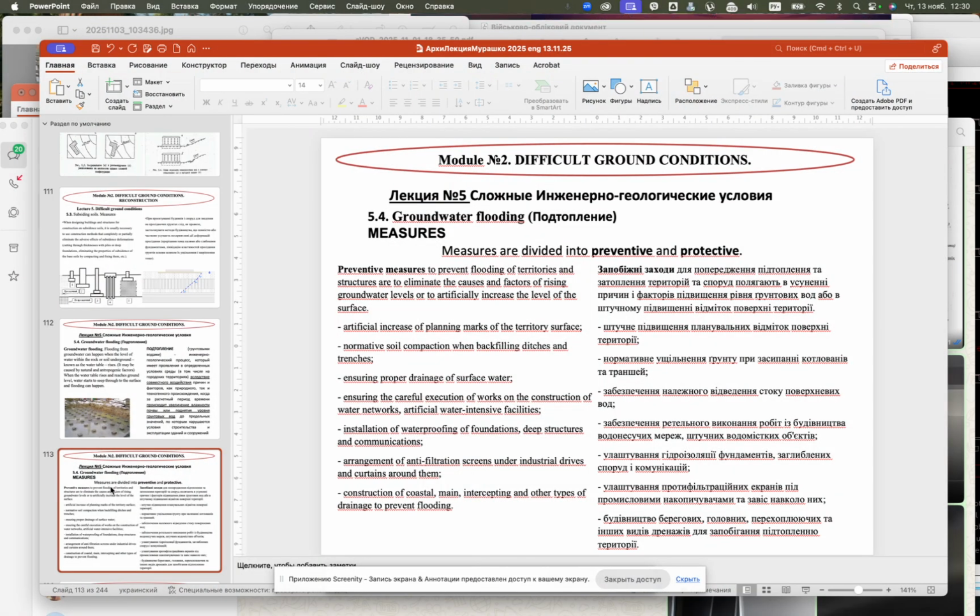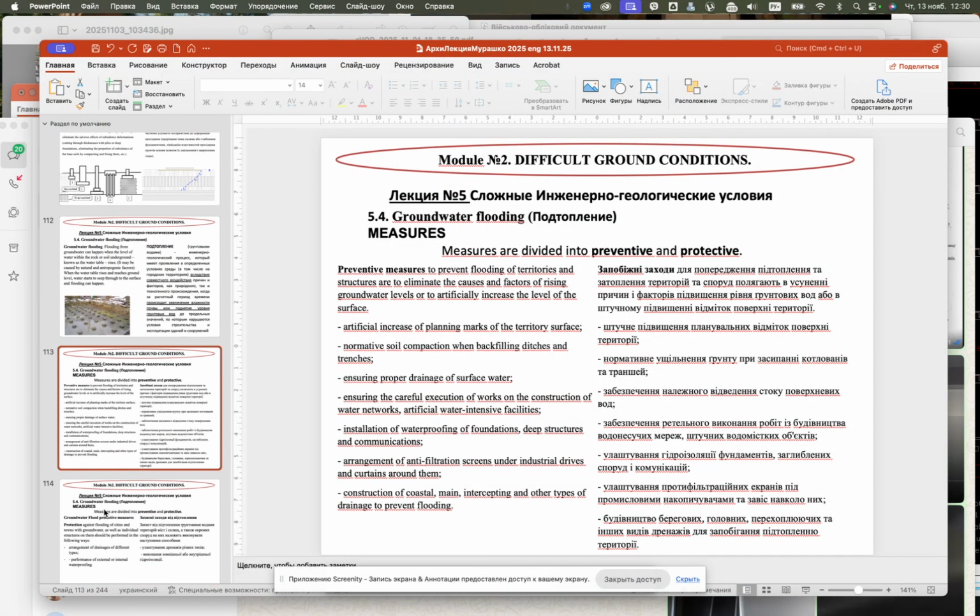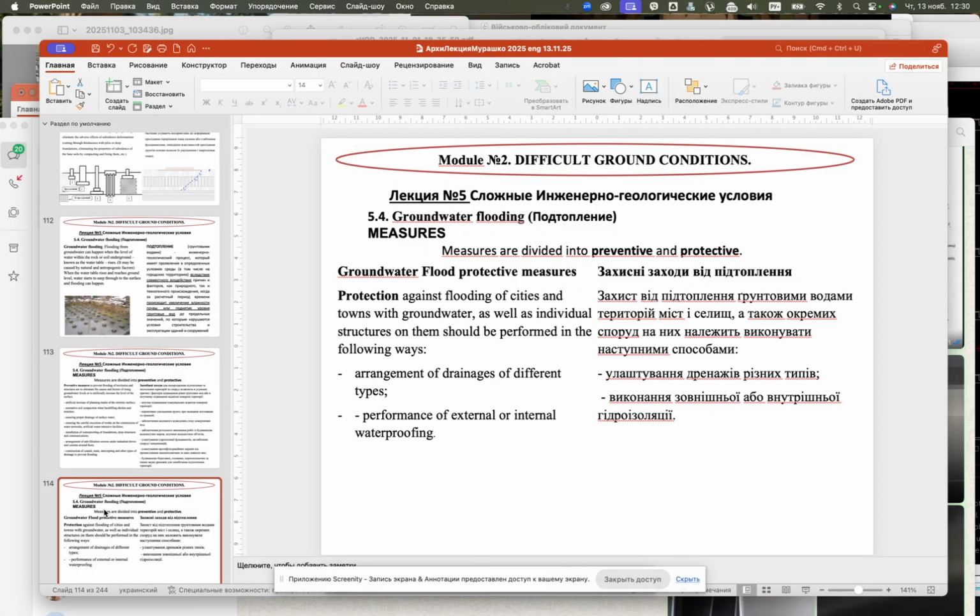Next, it's construction of coastal or main intercepting and other types of drainage to prevent flooding. So drainage to protect from above ground income of water, and compaction of ground or curtains or something like that to protect the building from underground level increasing, or artificial increasing of planning marks if it's possible. It's not always possible.